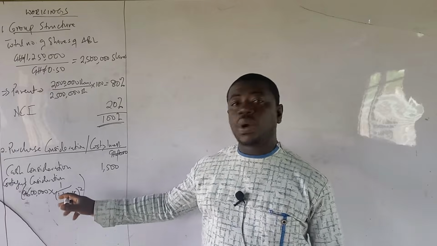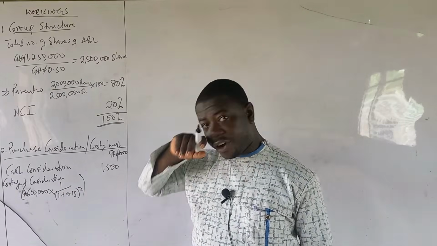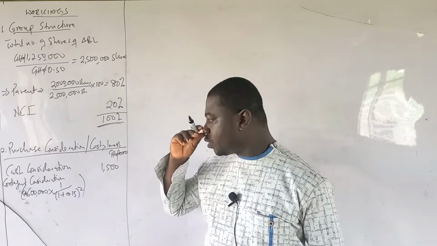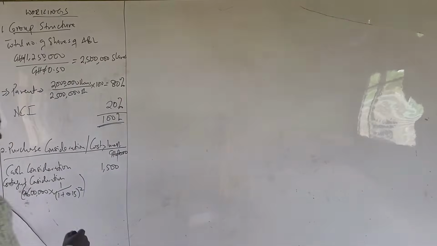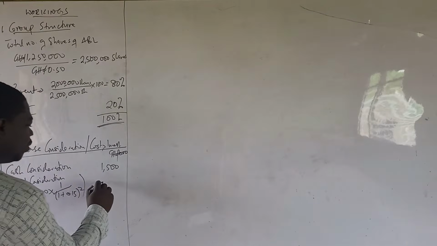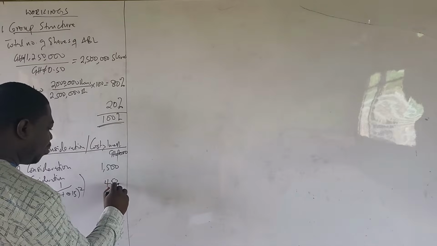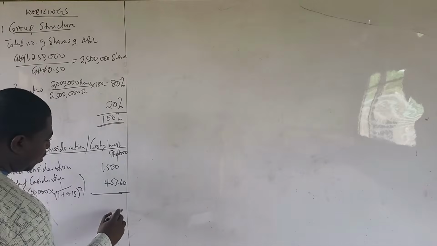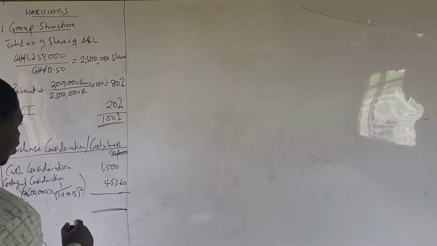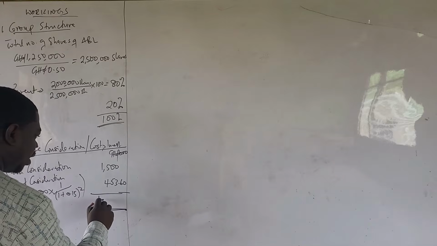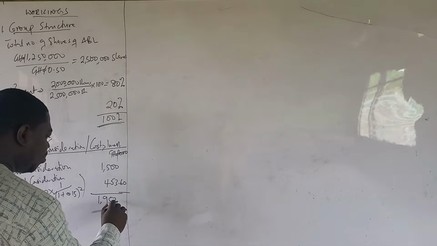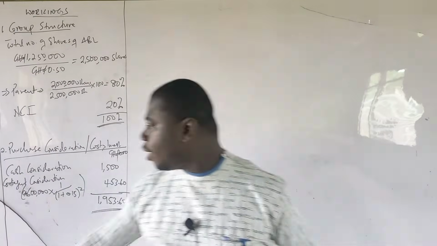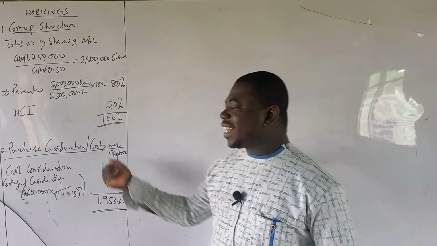Please, and please again, you need to understand the time value of money very well before you can do this. You need to understand how to do future values and then present values. Very necessary. Once you're able to discount this, you get a figure of 453.60. When we add that up, we get a total purchase consideration of the parent of 1,953.60, bearing in mind that we have 3 zeros up. So this is how to get the total purchase consideration at acquisition date.